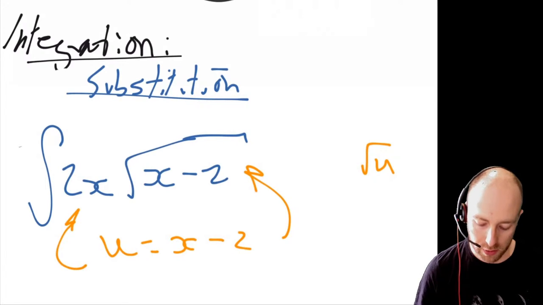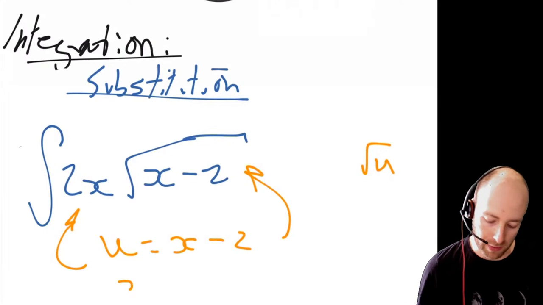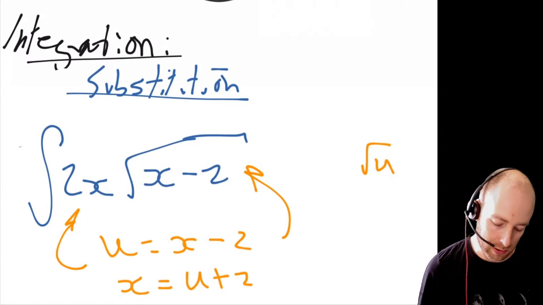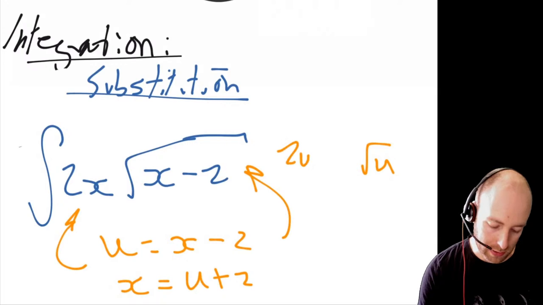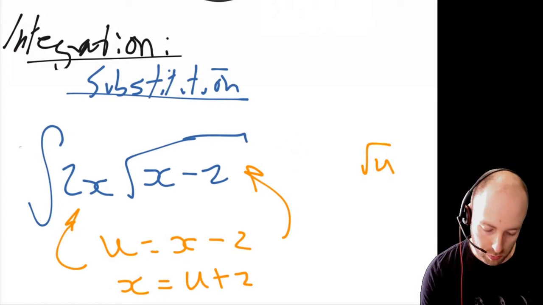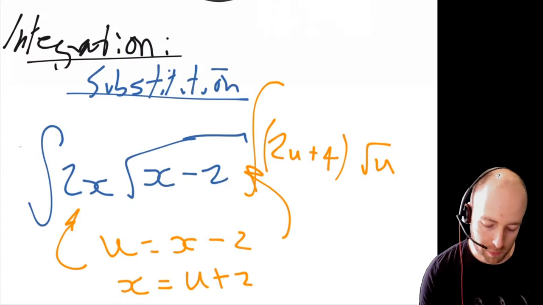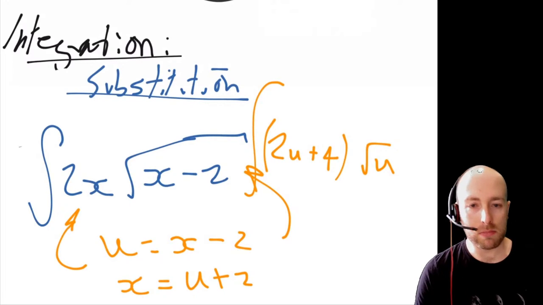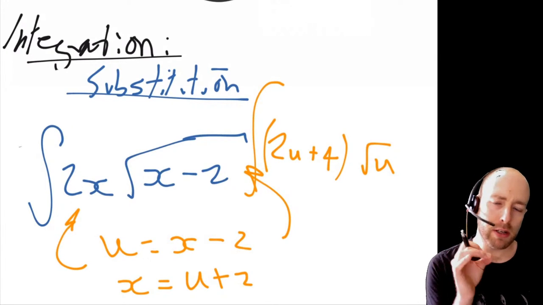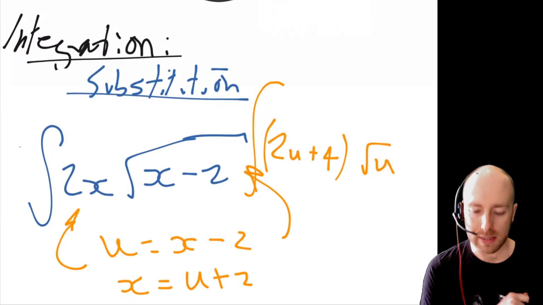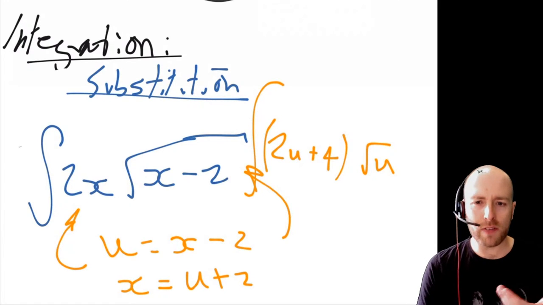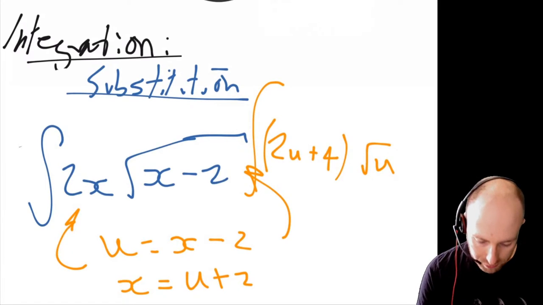We can then convert the first bit to x by finding x equals u plus 2. So that would be 2x. That'll turn into 2u plus 4, times root u, and then you've got an easy integral that you can do. That's the idea. We're always trying to get rid of the bit that makes it difficult. There's often quite a few choices you can have for these as well.